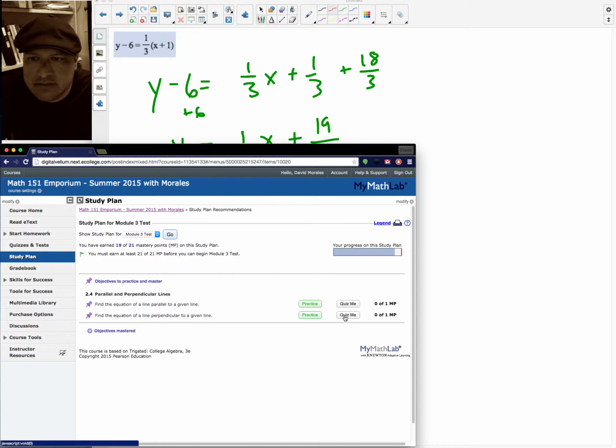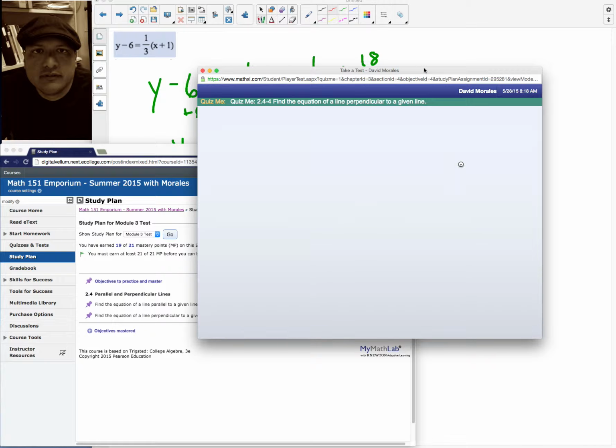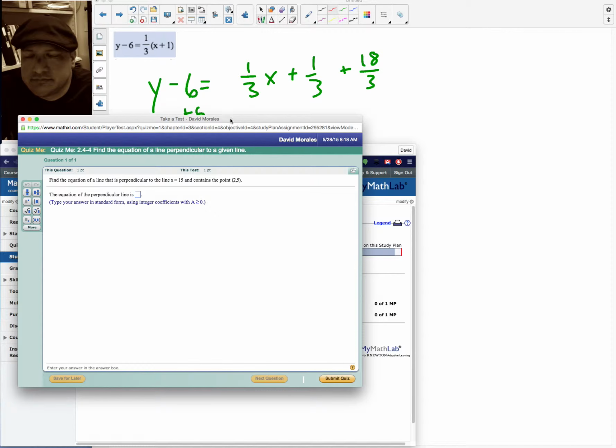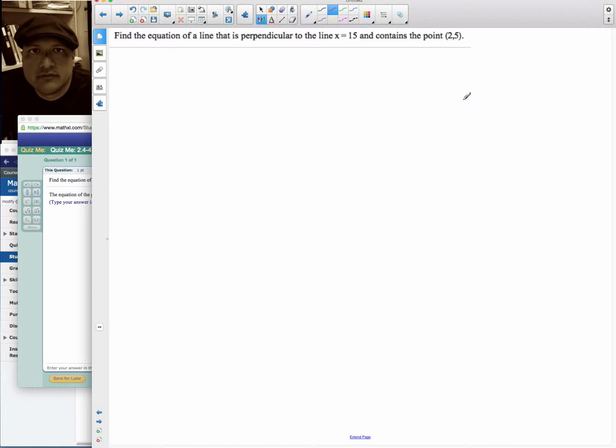Okay, so we're going to skip that one because we already did it twice. And find the equation of the line perpendicular to that point. So actually this one's going to be really easy.